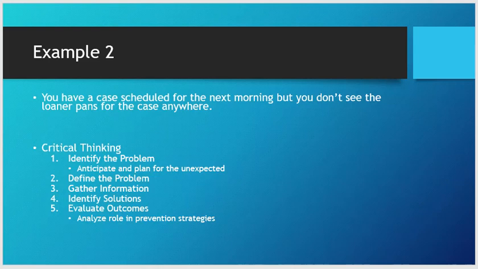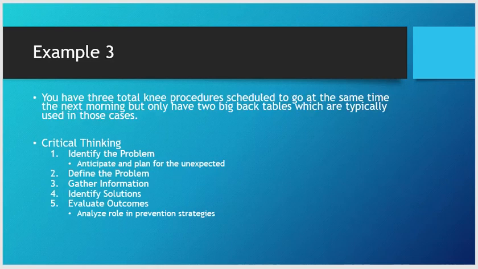For our third example, you have 3 total knee procedures scheduled to go at the same time the next morning, but you only have 2 big back tables, which are typically used in those cases. Pause the video now and go through the critical thinking steps on your own.